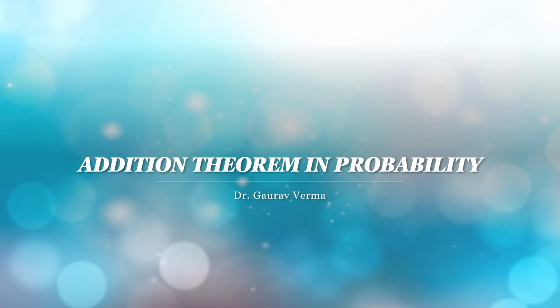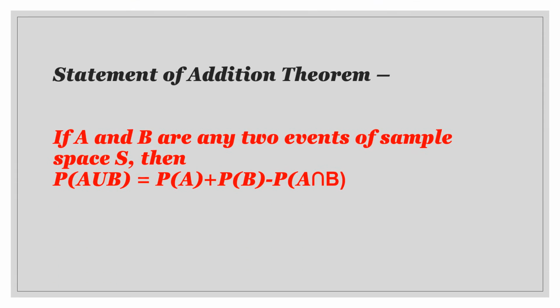In this video, we are going to learn the addition theorem in probability. So we will start. First of all, what is the statement of the addition theorem? Simply stated: if A and B are any two events of a sample space, then the probability of A union B is written as probability of A plus probability of B minus probability of A intersection B. It is a simple statement of the addition theorem.